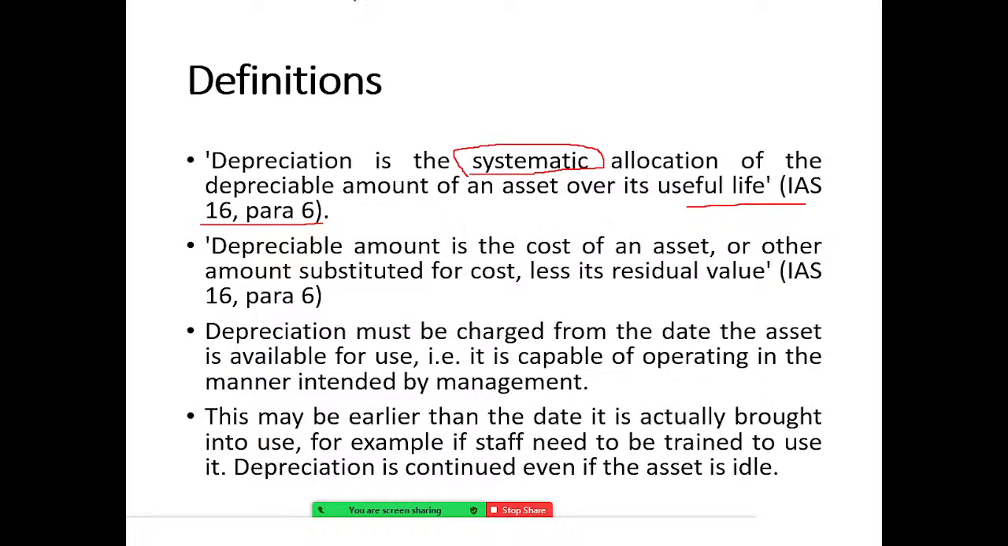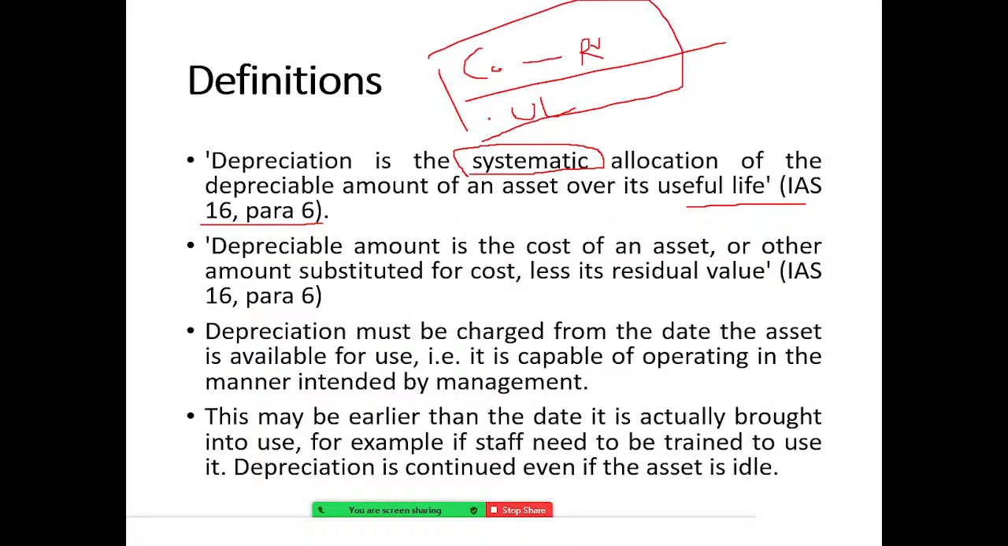In simple terms, what? Cost minus residual value, and it should be divided by useful life. So this is called depreciation. This is the systematic allocation. This is one way of allocating a depreciable amount.